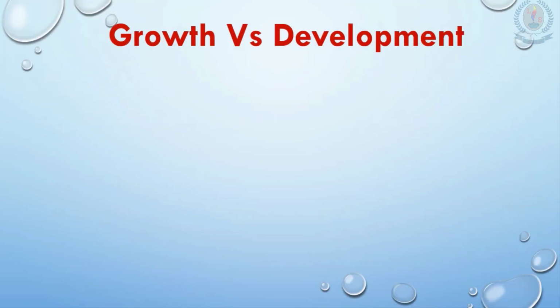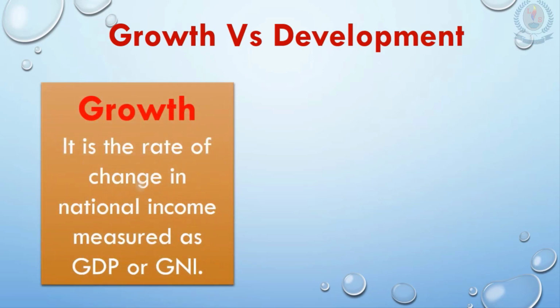Let us distinguish between growth and development. Growth. It is the rate of change in national income measured as GDP or GNI. GDP refers to gross domestic product and GNI refers to gross national income. Economic growth is relatively simple to measure. It describes changing output, expenditure and income in the economy.